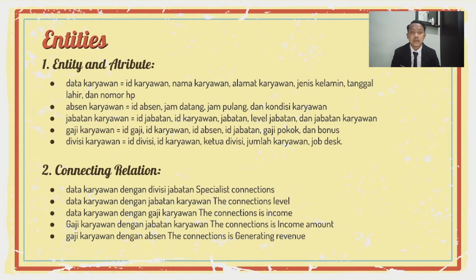Next is connecting relation. Data karyawan with divisi, the connection is specialist. Data karyawan with jabatan karyawan, the connection is level of employment. Third is data karyawan with gaji karyawan, the connection is income. Gaji karyawan with jabatan karyawan, the connection is income amount. The last is gaji karyawan with absen, the connection is generating revenue.